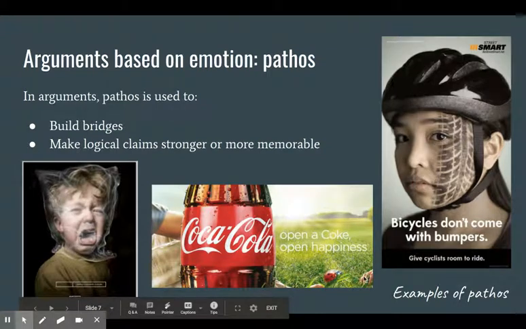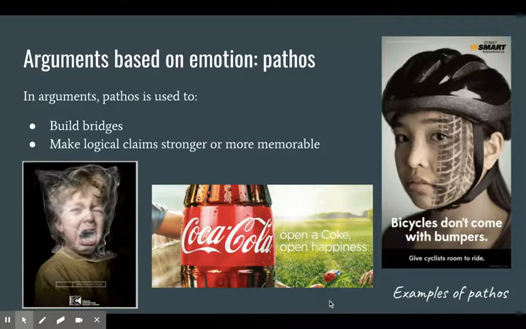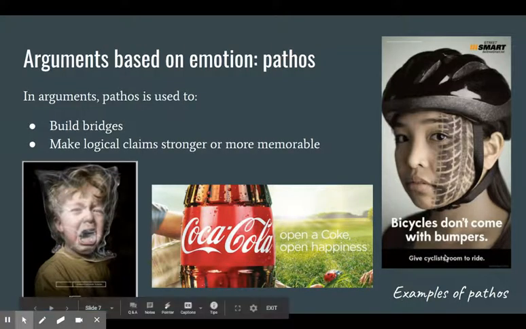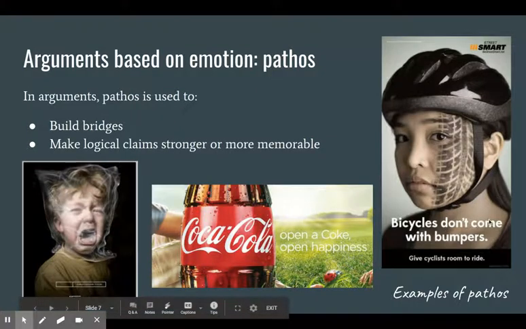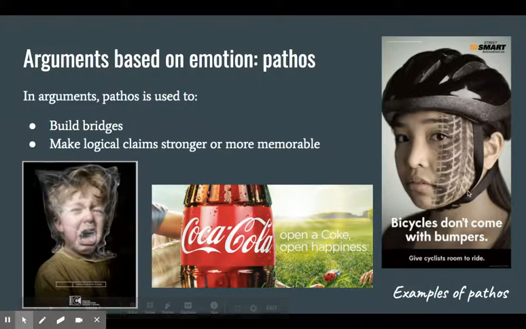We see the same here for the Coca-Cola ad, right? All the colors are bright and cheery. It says, open a Coke, open happiness. As you know, the audience or the consumer, we immediately sort of want this product because it invokes a sense of happiness. And then finally here on the right, bicycles don't come with bumpers, give cyclists room to ride. Again, appealing to our emotions, right? This is a horrible image of this girl. She's wearing a helmet. She's a bicyclist and she has tire tread on her face.